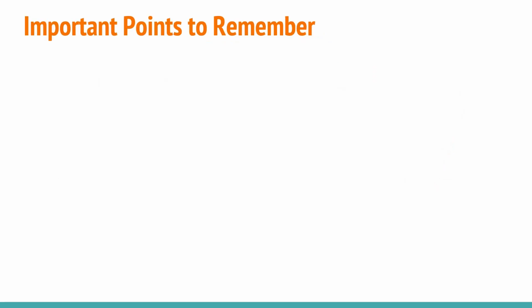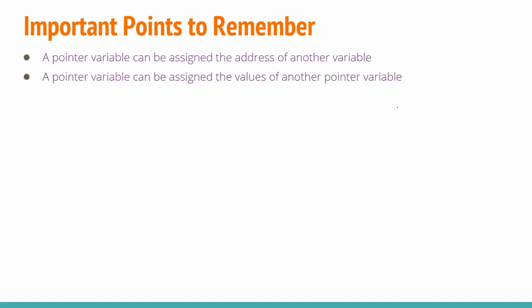When you are studying pointers for the first time, it is always important to remember a few points related to pointers. A pointer variable can be assigned the address of another variable. We have already seen this. A pointer variable can be assigned the value of another pointer variable. We have also seen this when we saw the chain of pointers. A pointer variable can be initialized with null or zero value. Again, we have seen this in the previous slides.